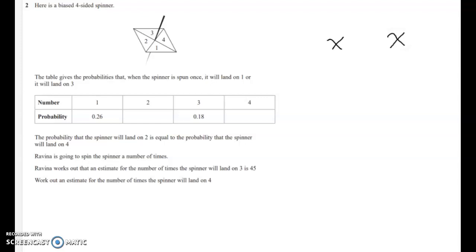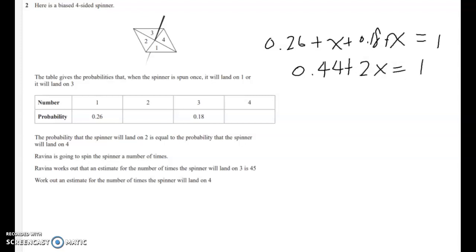As I started off this question earlier, I said that all the probabilities should add up to 1. So I should be able to develop a formula saying that 0.26 plus x plus 0.18 plus x should equal 1. If I do a little bit of calculation, you should come up with 0.44 plus 2x equals 1, right? Now the whole point is for me to find the value of x.